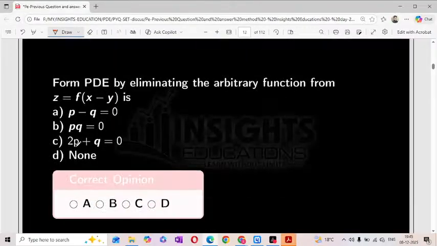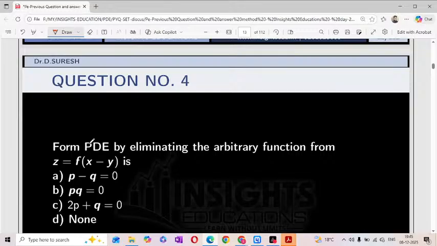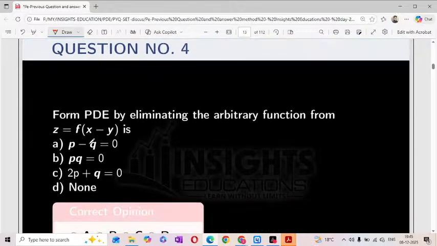Similarly, next one, the fourth one. Form the partial differential equation after eliminating the arbitrary function, not constants, from z is equal to f of x minus y. This problem you can solve in two ways. The first way is according to the previous approach.